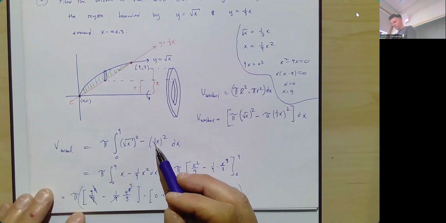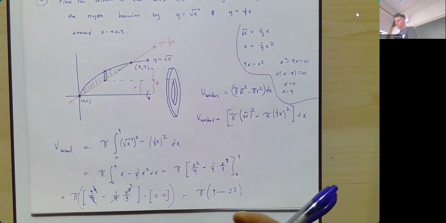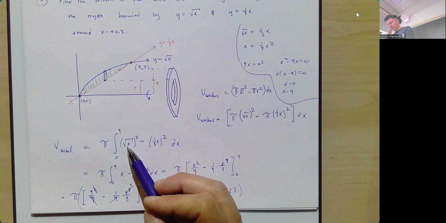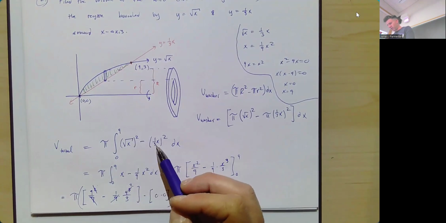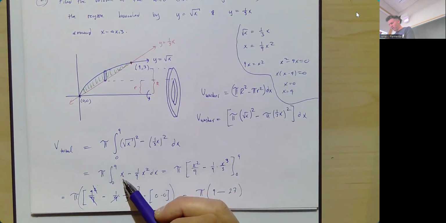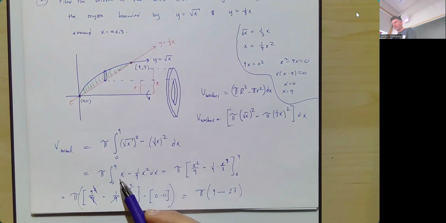So the square root function is the larger function. Squaring them both, I get x. Oh, I feel like I'm dumb because I'm not figuring out what's going on here. Square root of x squared is x. 1/3 x squared is 1/9 x squared. We anti-differentiate. Oh, that's okay. I see where I made a mistake. I anti-differentiated x, and what did I get?